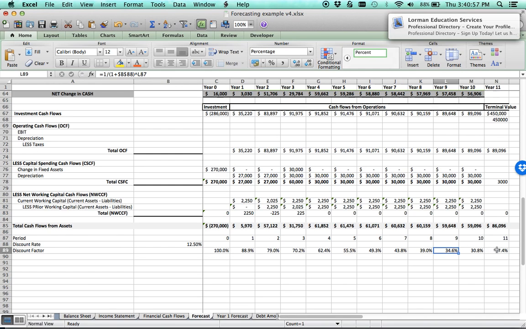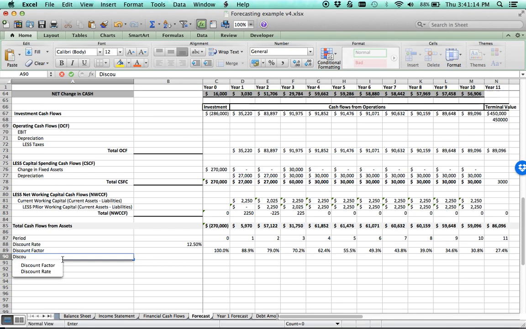Getting a cash flow in year 11 is only worth 27.4% as much value as if I got it today. And so, obviously that's a big drop off the further out in time you get. So now what we want are the discounted cash flows, and that is equal to just our cash flows times our discount factors.